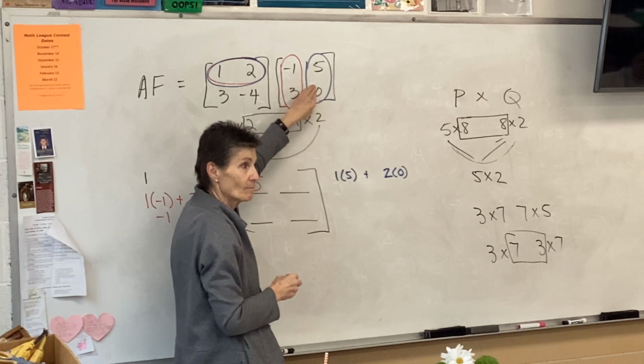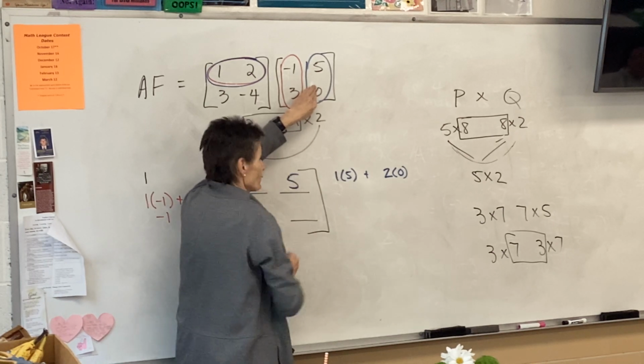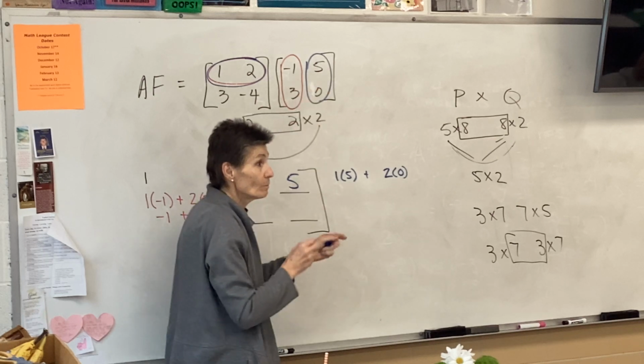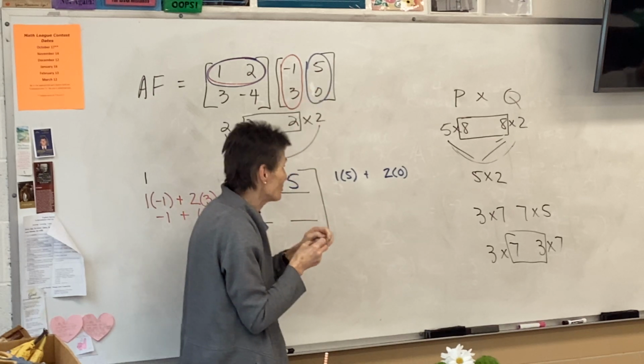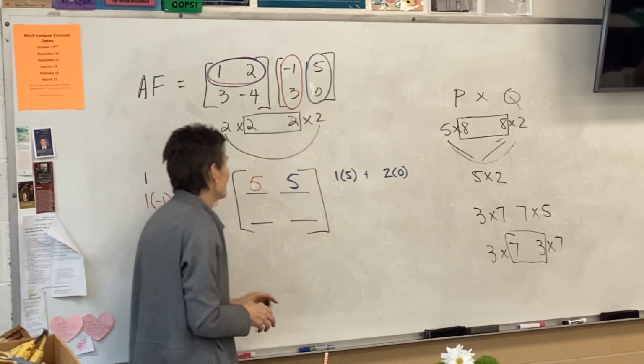That's not 7, that's 5. 2 times 0 is not 2. 2 times 0 is 0, yeah. Okay?